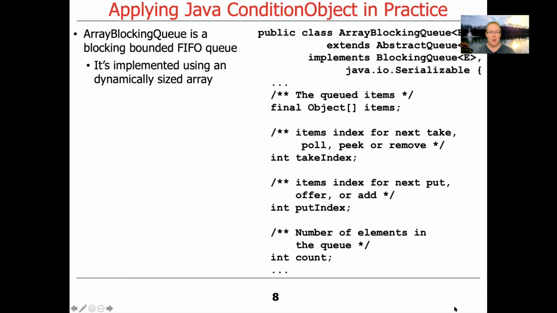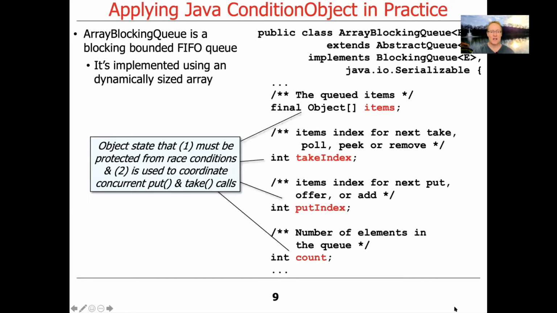Now, we've looked at this a bit before when we talked about reentrant lock. And if you think about what we covered then, we discussed how array blocking queue is implemented internally using a dynamically sized array. This array is created by the constructor, and it could be whatever size is necessary, but once it's created, it doesn't resize itself. There's a bunch of fields that are part of the array blocking queue class, and these fields are going to be protected by the reentrant lock, which we talked about before, in order to prevent race conditions. And this reentrant lock is also used in order to help synchronize the condition objects we're about to talk about.